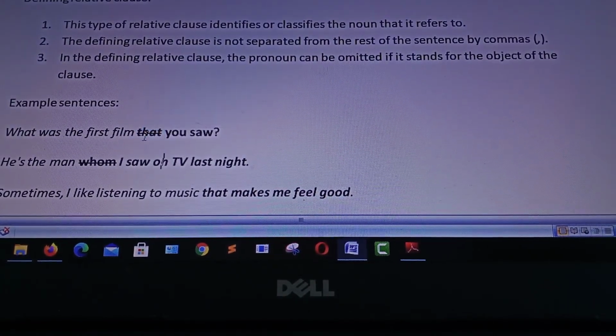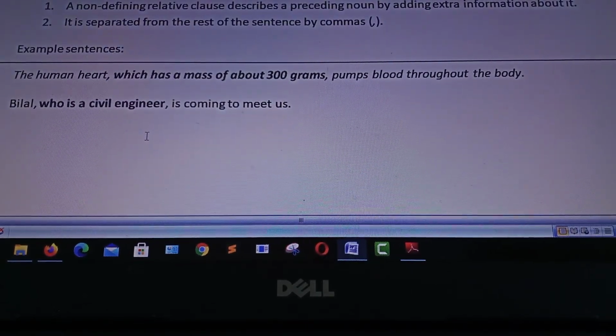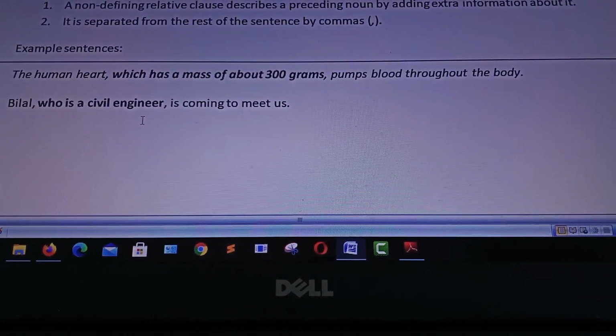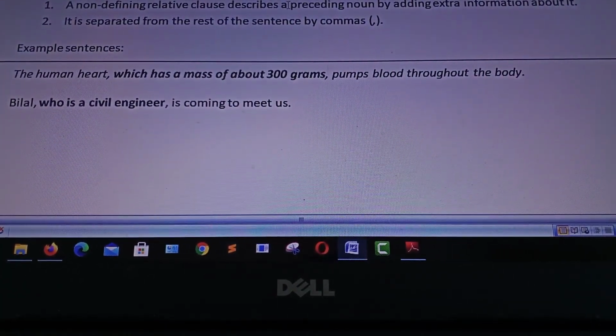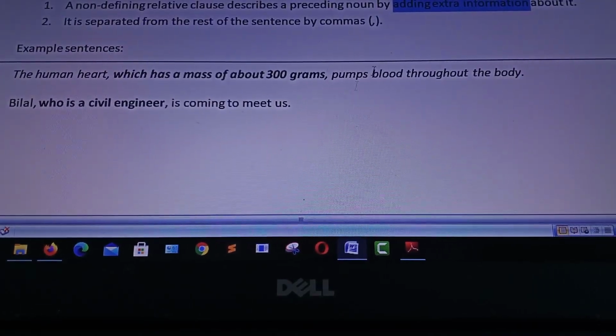So what about non-defining relative clauses? Non-defining relative clauses are non-essential, and we know that whenever we get non-essential information we need to use a comma. So first try to understand what exactly a non-defining relative clause is. A non-defining relative clause is used to add extra information about the previous noun. Just take a look at this example, very easy.